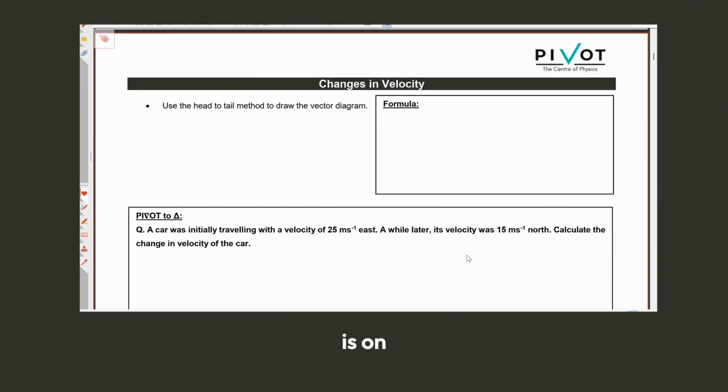So today's lesson is on kinematics, where motion becomes a breeze. So the concept for today will be changes in velocity, and that formula is given as follows. So change in velocity is final minus initial, which can be written as final plus minus initial. And for such questions, we always use the head to tail method.